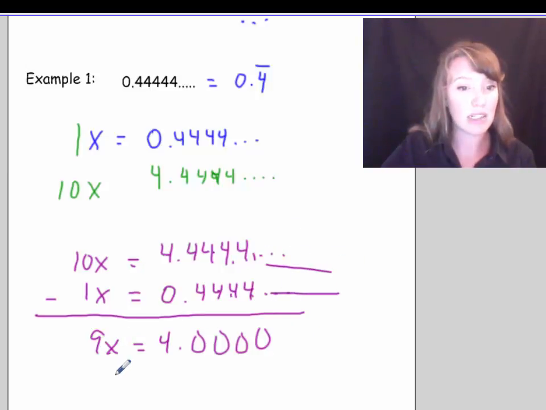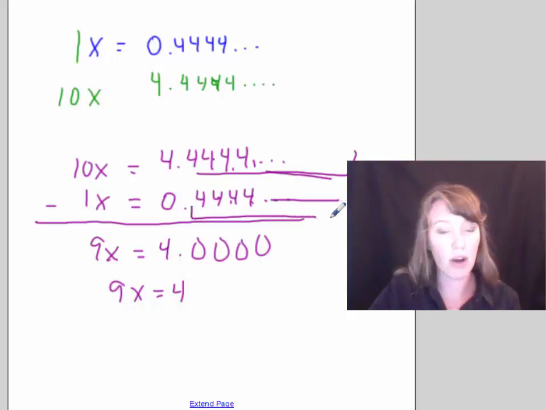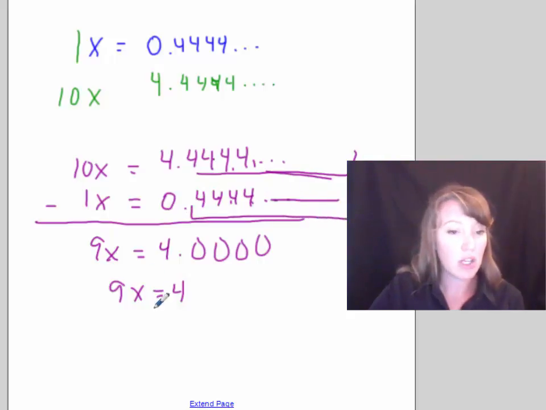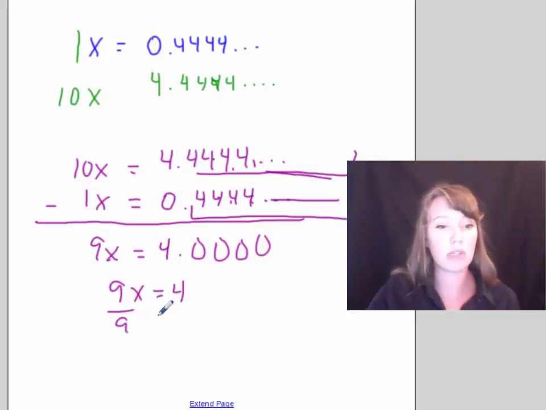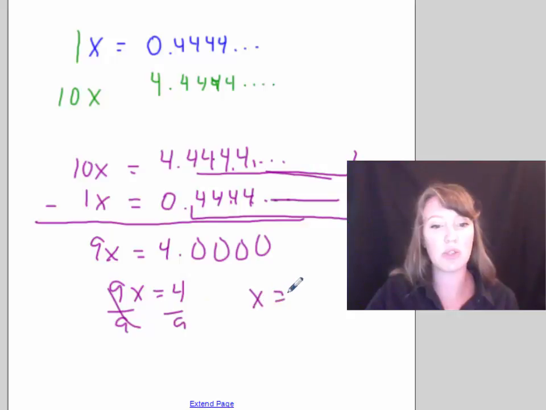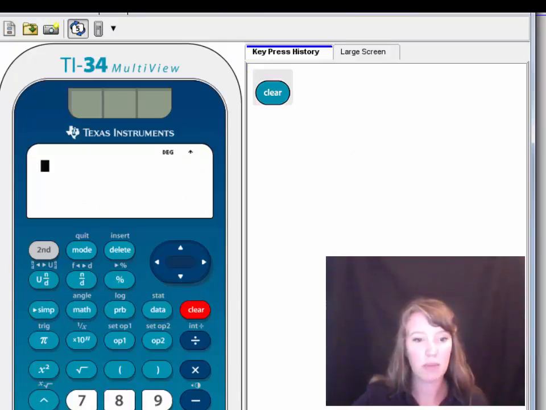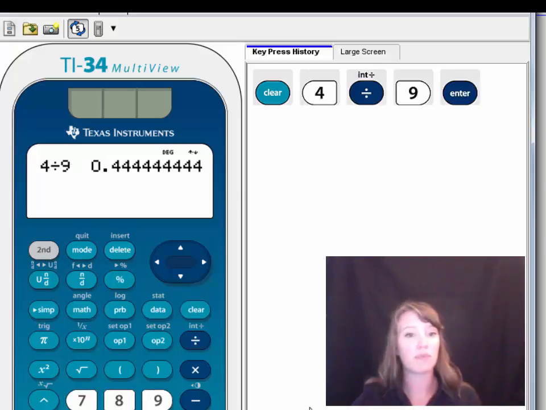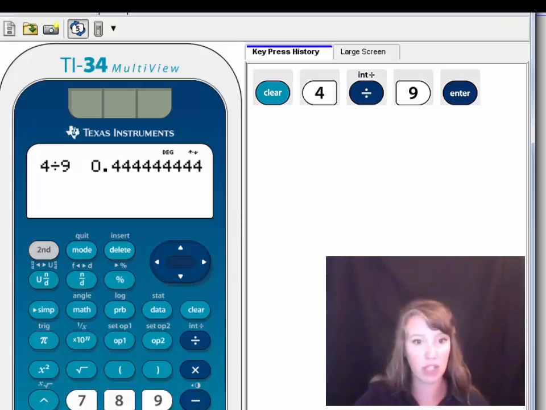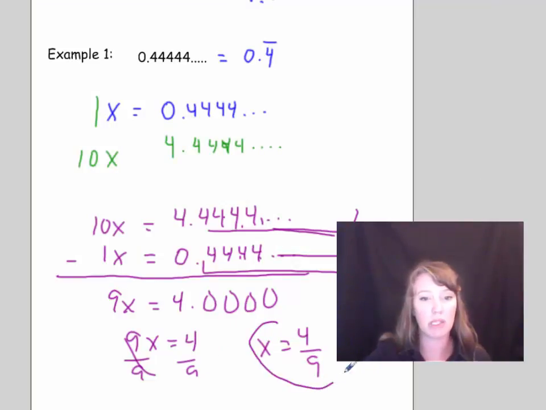So you just have 9x is equal to 4, because all of this tail was eliminated by all of this tail. So here you have this very simple algebraic equation that's easy to solve. You just divide both sides by 9, and here you have x is equal to 4/9. If I had a calculator here, let me pull up my calculator. I could check myself by saying 4 divided by 9 to get 0.4 repeating. So this is how I could check myself. Okay, so 0.4 repeating is 4/9, and you're going to see a pattern with these 9s here.